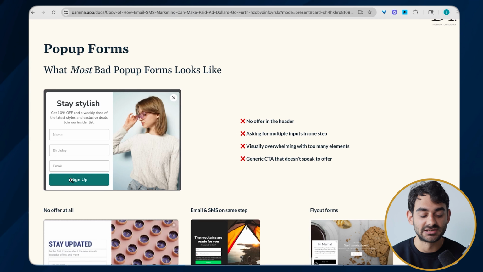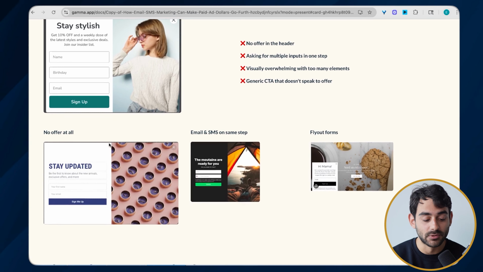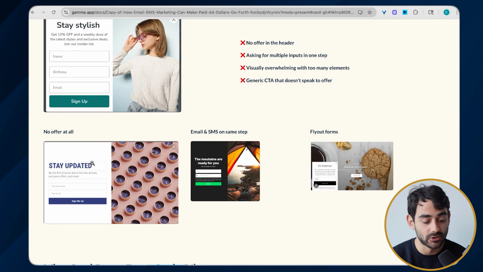So a CTA that says sign up is just not going to convert as well as a CTA that says something like unlock offer or get 10% off. So this is what most bad pop-up forms look like. Now, a few more examples of what to avoid.